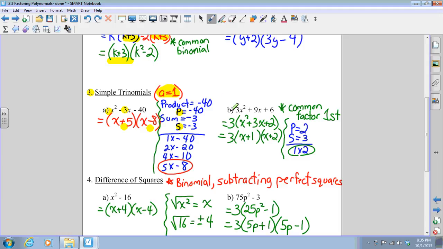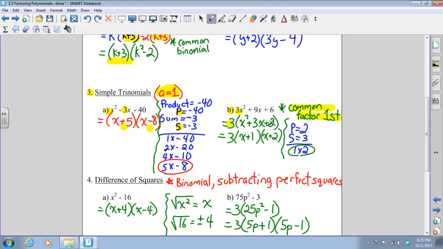Taking a look at example B, a does not equal 1. However, we always look to common factor first. This is going to make life easier if we can remember the common factor. So here's my hint. Look for a. A is 3. And does every term go in evenly by 3? Yes. So we're going to common factor out 3. What's left over is now going to become the simple trinomial.